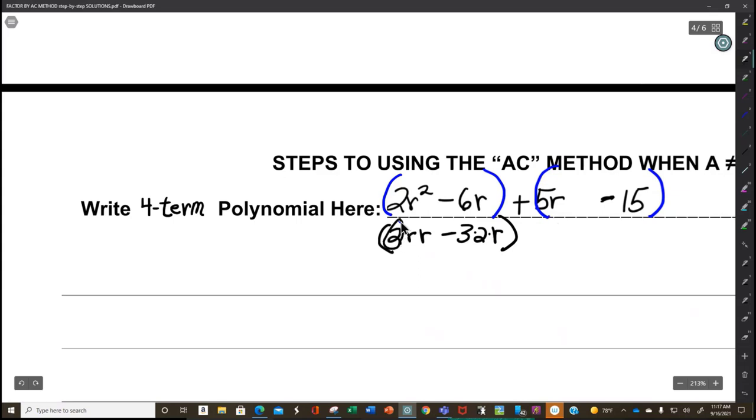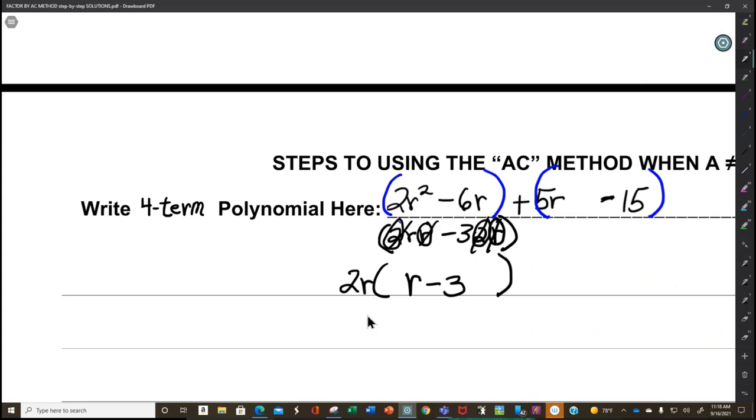All right. There's a 2 and an R and a 2 and an R in both terms at the same time, which makes 2R the GCF. I mark through the circled numbers and letters. And what I'm left with is R minus 3. Okay, and a way to check yourself is 2R times R is 2R squared, and 2R times minus 3 is minus 6R.